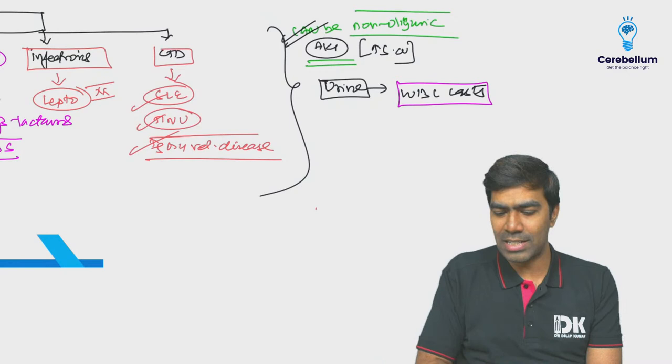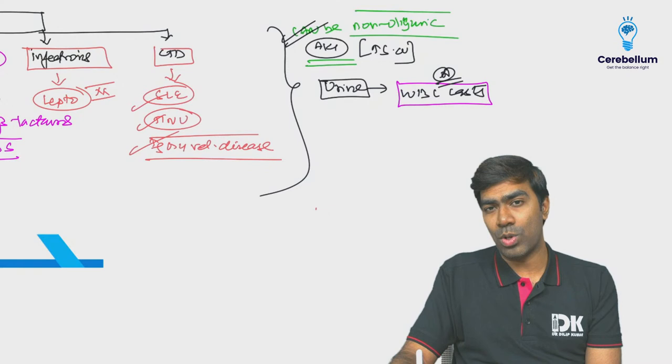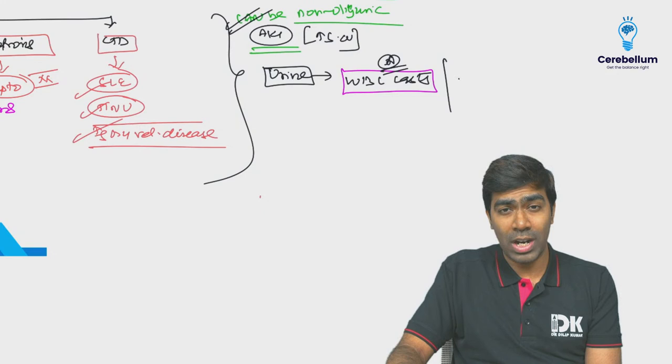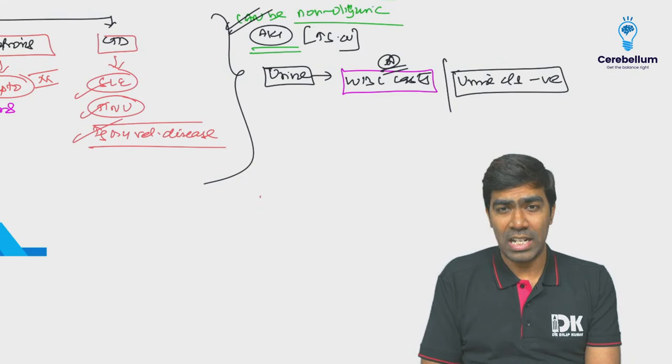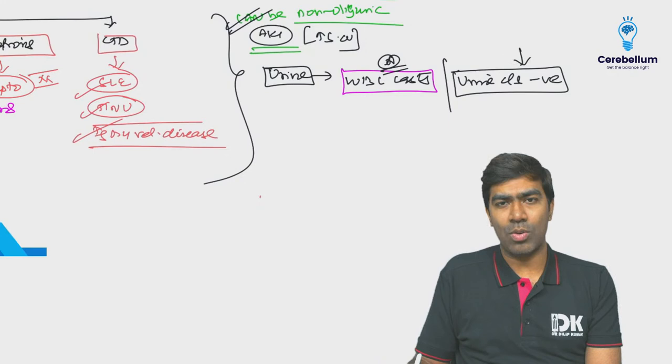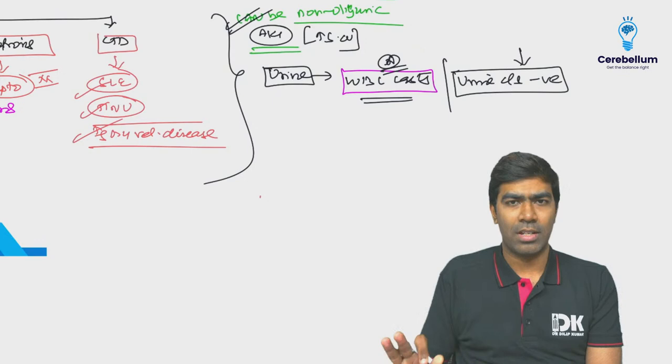And patients can have sterile pyuria. So what do you mean by sterile pyuria? Even though patients can have WBC casts, if you look at the urine culture, it will be negative. This is a strong clue. Lot of WBCs in the urine, but a negative urinary culture. That's an important clue again. So in exam, whenever they say WBC cast, the first possibility that they're going to think is acute interstitial nephritis.